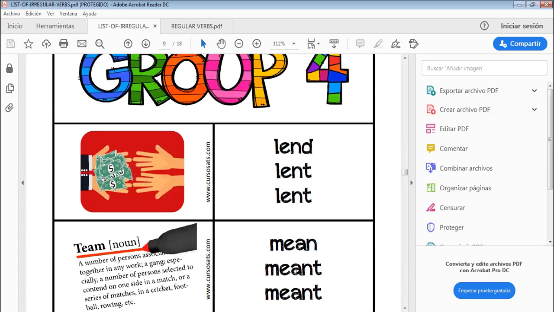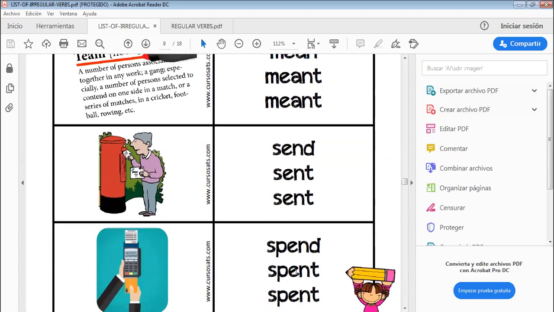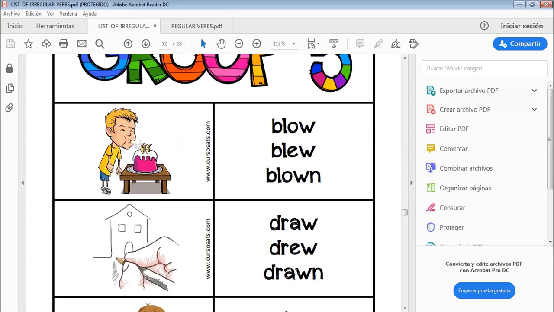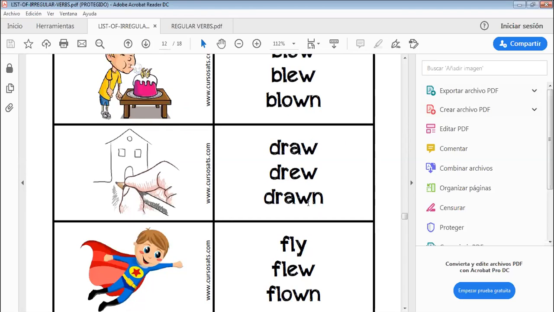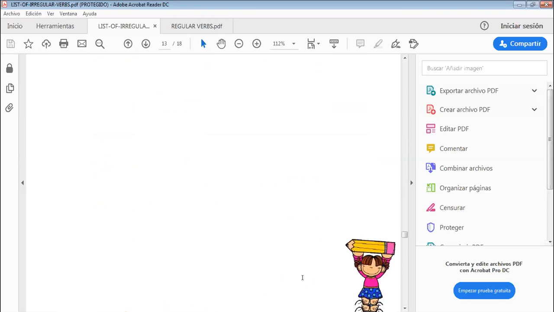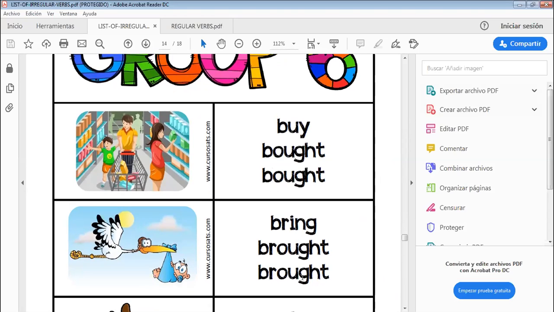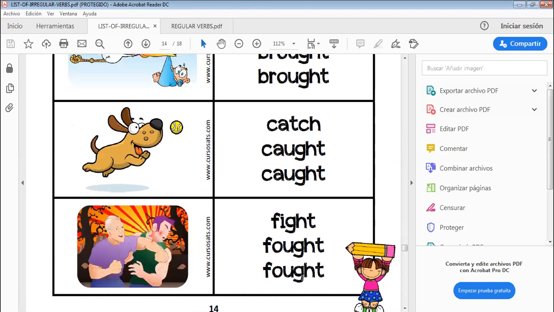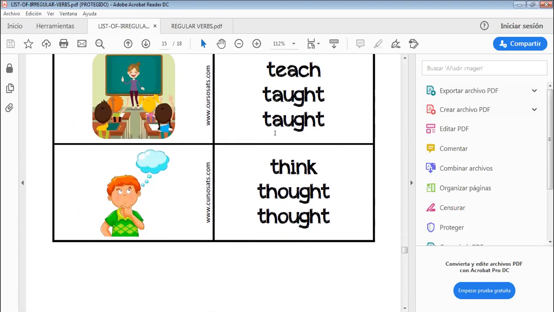Group number four. Lend, lent, lent. Mean, meant, meant. Send, sent, sent. Spend, spent, spent. Okay? So group number five. Blow, blew, blown. Draw, drew, drawn. Right? Fly, flew, flown. Okay, I'm going to advance because there are a lot of groups and I just want to show you the list in order that later you can practice with it. Buy, bought, bought. Bring, brought, brought. Catch, caught, caught. Fight, fought, fought. Think, thought, thought. There are some of them that are written the same, but not all of them.